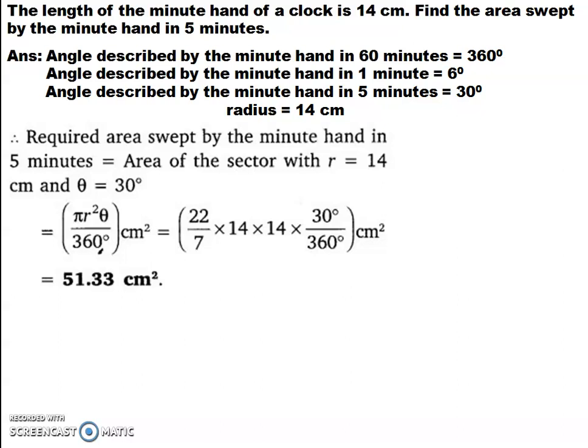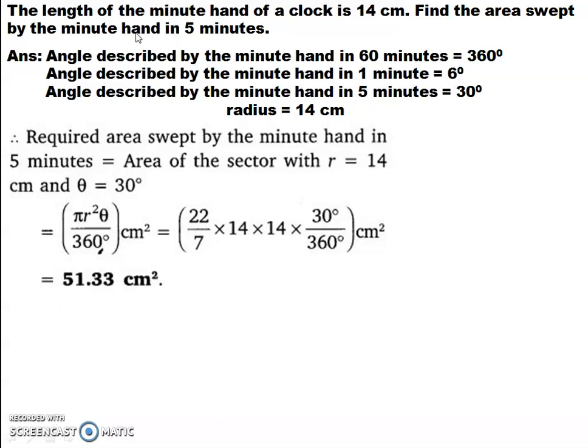So angle described by the minute hand in 1 minute. In 60 minutes, it is 360 degree. So 1 minute, it will be 360 degree divided by 60. That is 6 degrees. Students, this is very, very important. Angle described by the minute hand in 1 minute is equal to 6 degree.